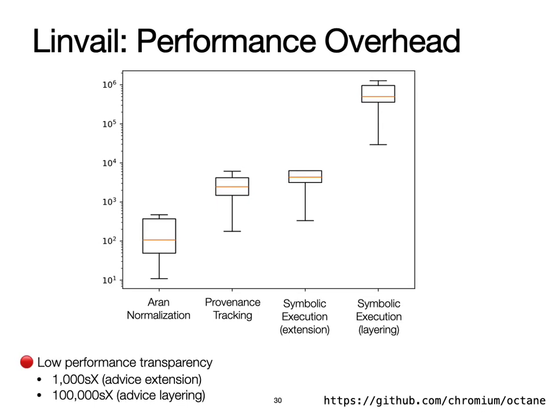To evaluate the performance overhead, I deployed Linveil on the Octane benchmark, as I did for Aran alone. There are 4 participating analyses. Aran normalization has been kept for comparison. Then there is an analysis that only tracks provenance but without any additional logic. It already introduces slowdown factors in the 1000s.